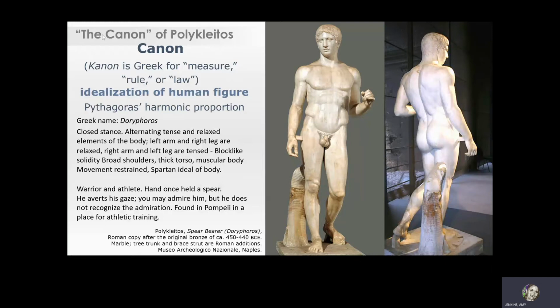This is a Spartan ideal of body. He's a warrior and athlete. Hand once held a spear. He averts his gaze. You may admire him, but he does not recognize the admiration. It's found in Pompeii in a place for athletic training. So this is a Roman copy after the original bronze of circa 450 to 440 BCE. It's made of marble. Tree trunk and brace strut are Roman additions.